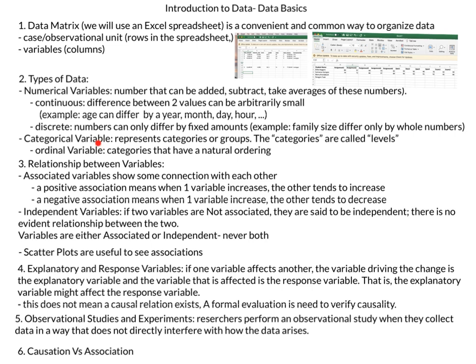Next, we have categorical variables. These represent categories. They are not numbers. The categories are called levels. So an example might be among high school students, you might have freshmen, sophomore, juniors, seniors. Or maybe among recipes, you might have desserts, entrees, appetizers.